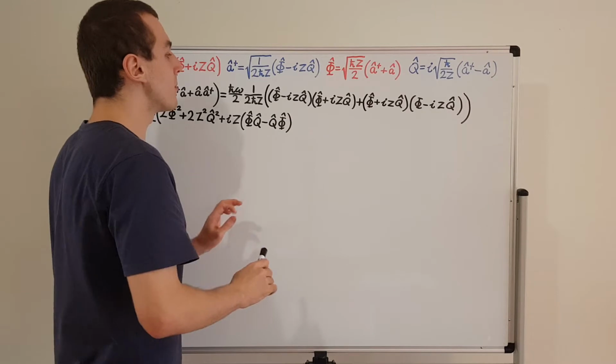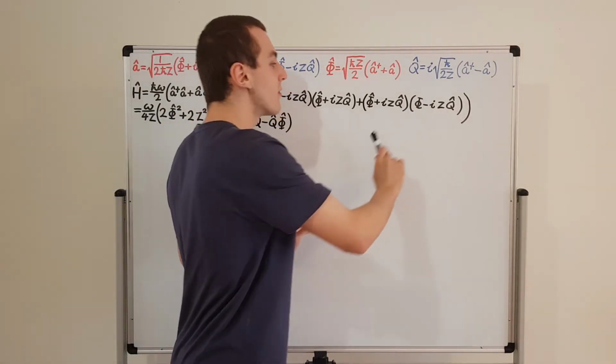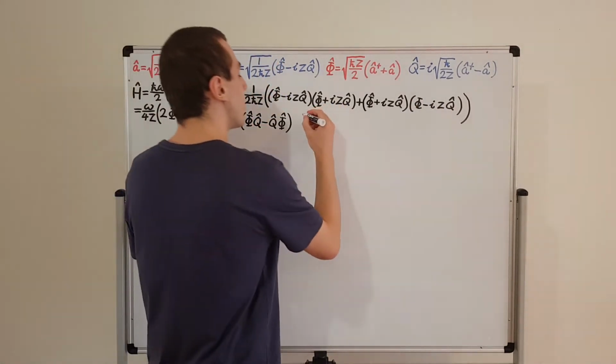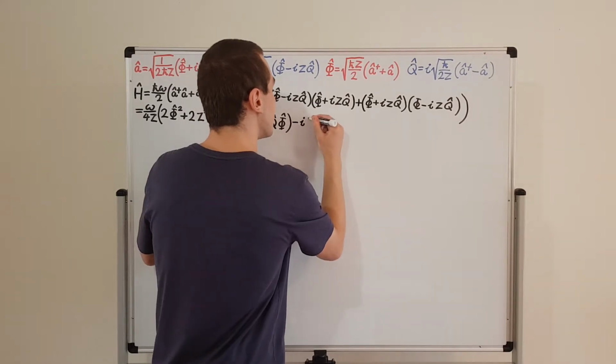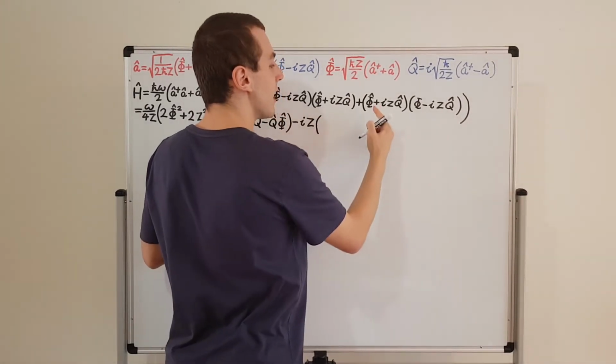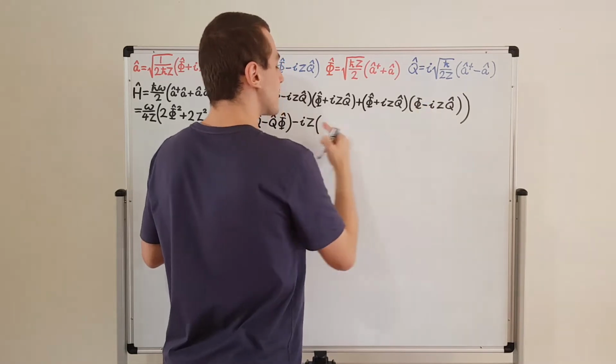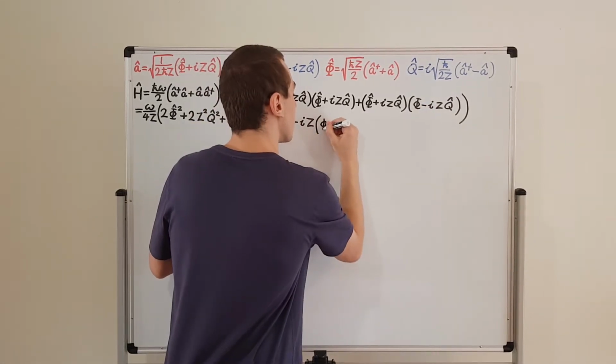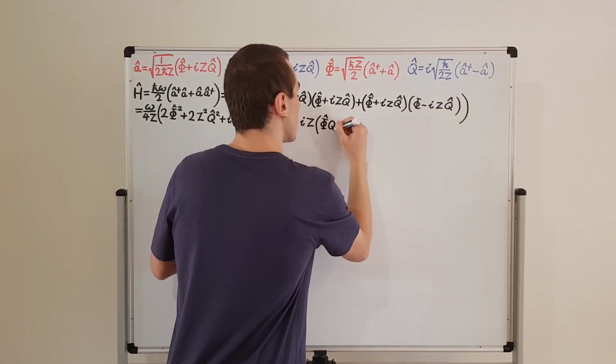But I'm not going to evaluate it because if we look over here, we're also going to have a very similar term. I'm going to factor out a minus IZ, and then if I take this term and this term, I have a minus sign, which I factored out. So that's phi q.